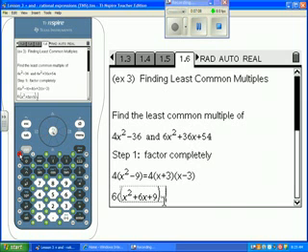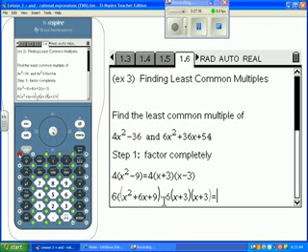Okay. Am I done? Can I factor again? Okay, so I've got 6. Parentheses. What's going in my parentheses? X plus 3. And what goes in my next set of parentheses? X plus 3 again. Good. Alright, so I have 6 times x plus 3 times x plus 3.